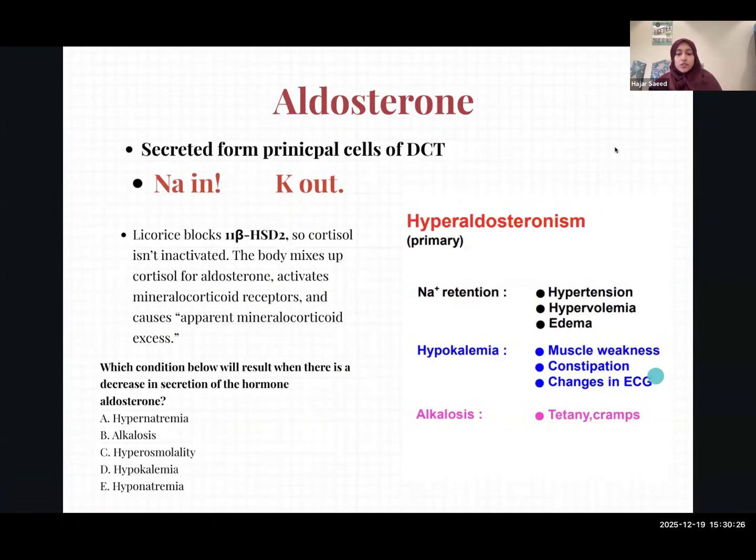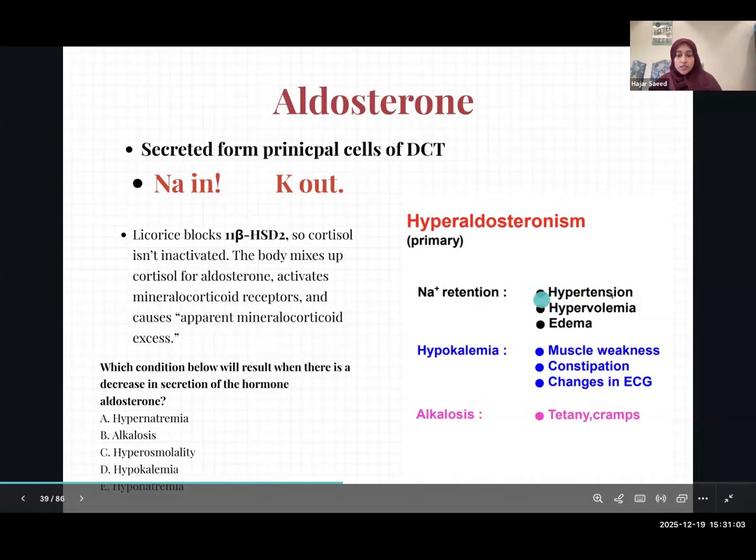Okay, so this is just a fun fact. It was on your slides. I don't know why it's so important, but basically we have cortisol in our body, and it's a glucocorticoid. And then we have aldosterone, that's a mineralocorticoid. And sometimes the body gets mixed up between them. Normally we have normal amounts of cortisol and aldosterone. But if we eat a ton of licorice, it blocks 11 beta HSD2, which is what breaks down cortisol. So now we have too much cortisol, and the body gets mixed up with cortisol and aldosterone, and it uses the cortisol to activate the mineralocorticoid receptor, and this leads to apparent mineralocorticoid excess, or it looks like mineralocorticoid excess. It looks like hyperaldosteronism.